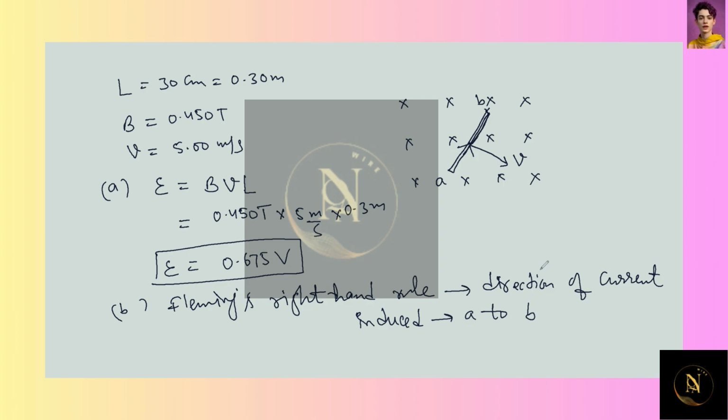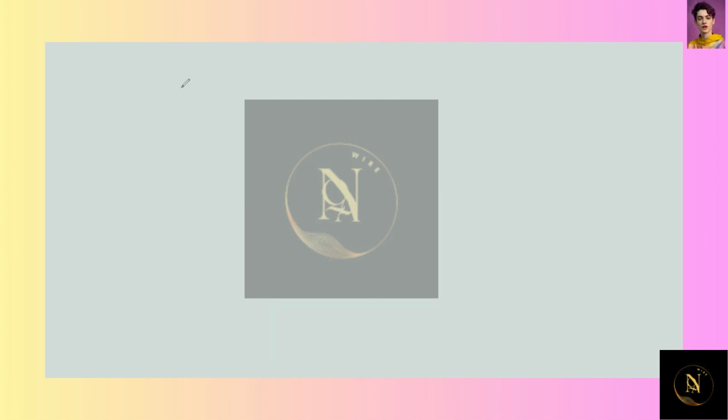And as we know, in the motional EMF, when a motional EMF is induced across a conductor, the current always runs from the low potential end to the high potential end. So it is obvious that end B is at higher potential. So this is the answer for the second part of the problem.